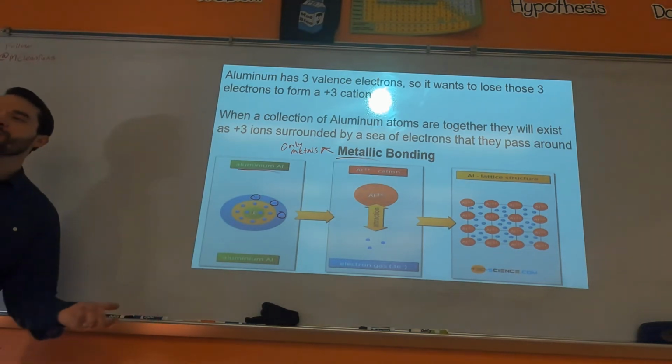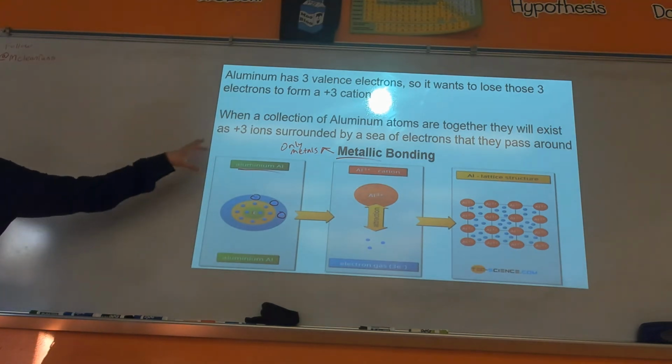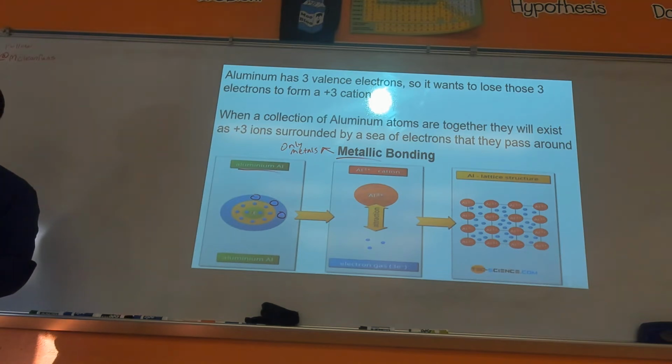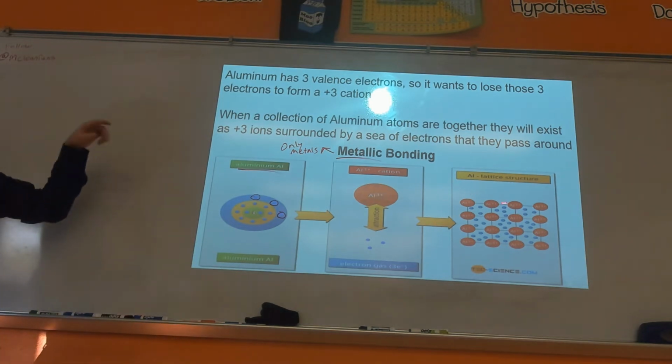Who's ever played hot potato? The idea of hot potato, right? If I throw a hot potato at you, the potato is so hot that when one of you holds it, you can't hold it for very long. You're just going to toss it to your neighbor, and it's going to keep going around and around just like that. That's metallic bonding. It's just this game of hot potato. The potato being the electrons, and the people being the aluminum atoms.